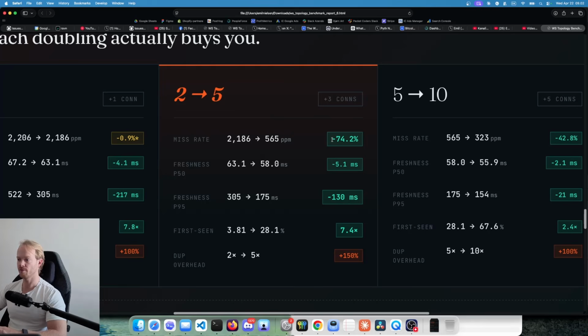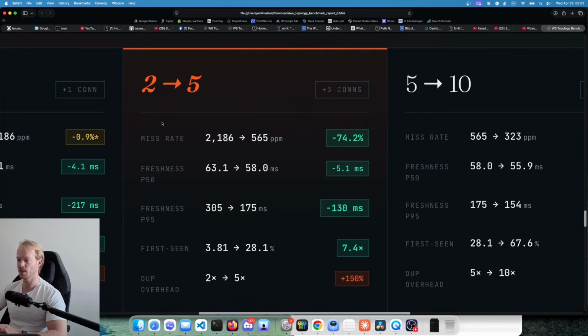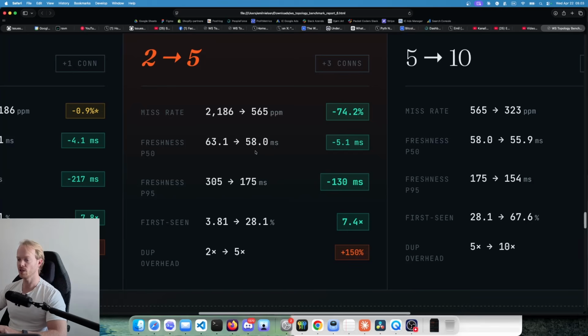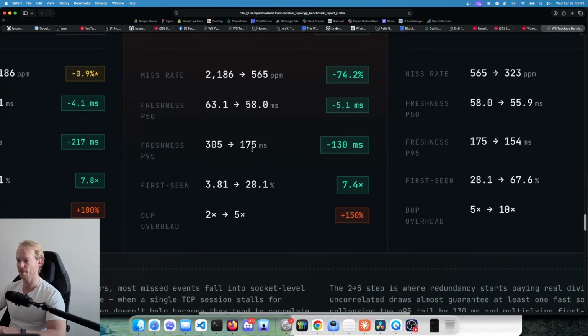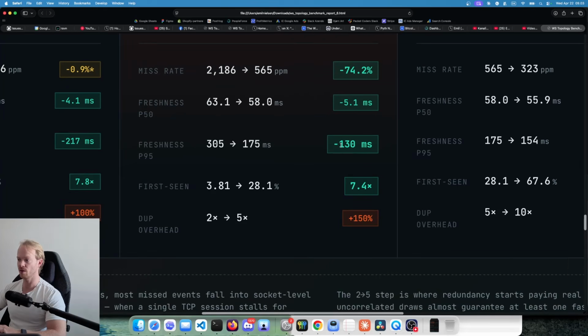Now, if you go from 2 to 5 connections, this is where the miss rate drastically decreases. You decrease it from about 2,000 parts per million to about 600 parts per million. So that's like a 74% decrease. We also decreased the latency by another 5 milliseconds, so from 63 to 58 milliseconds. And again, the freshness at the 95 percentile, the latency, we decreased by 130 milliseconds. And then the first seen is another like 7x. We go from about 4% to 28%.